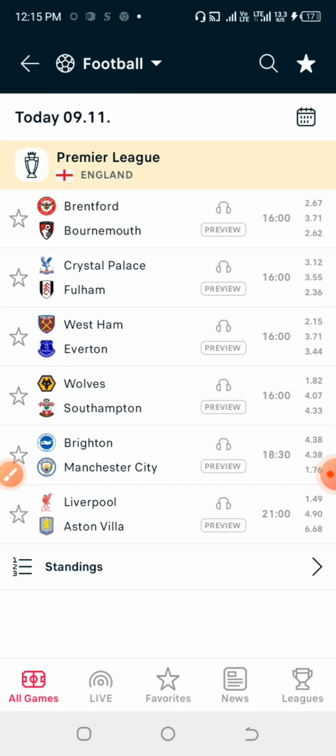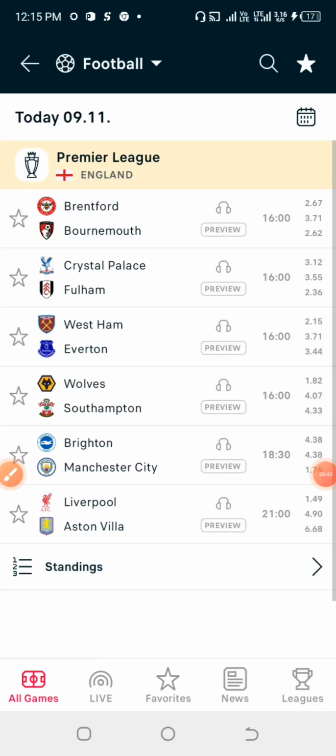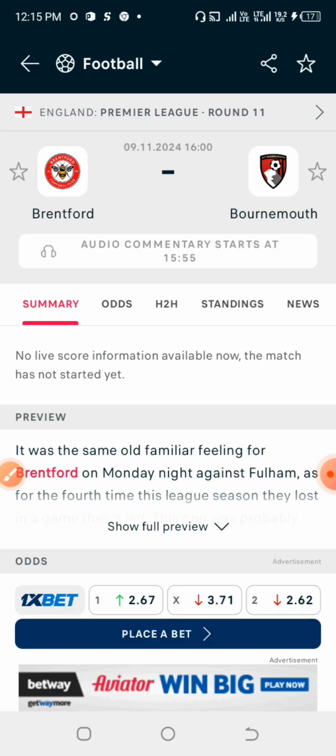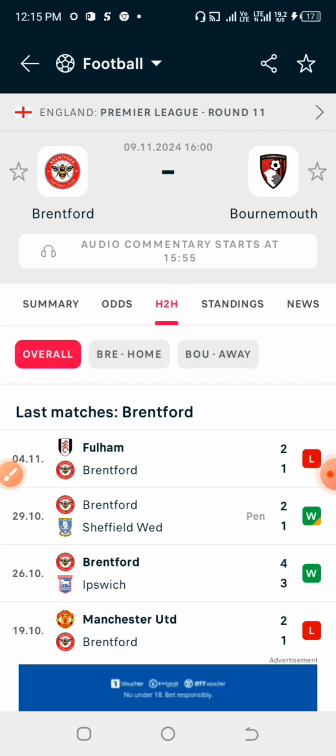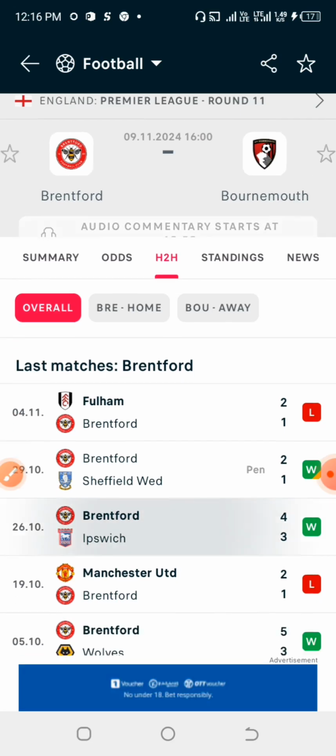So right now I'll be starting with the first games based on how they are listed on this particular live bets app. The first league that I'm going into right now is the Premier League, and I'll be looking into the match between Brentford and Bournemouth. There are two ways that I'm going to do this: I'm going to use the corner prediction on it first before I move on to the booking predictions.